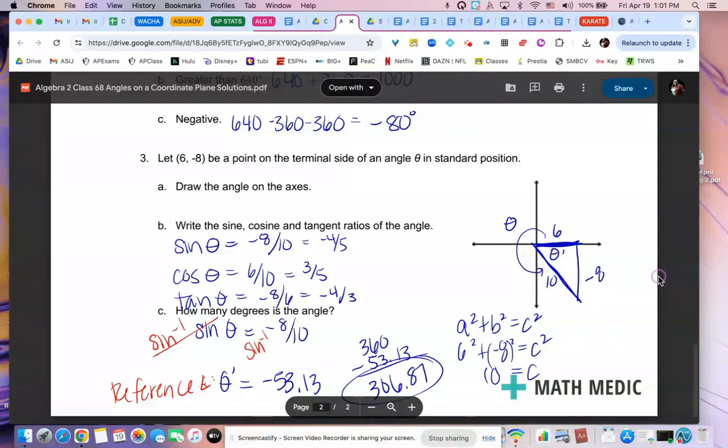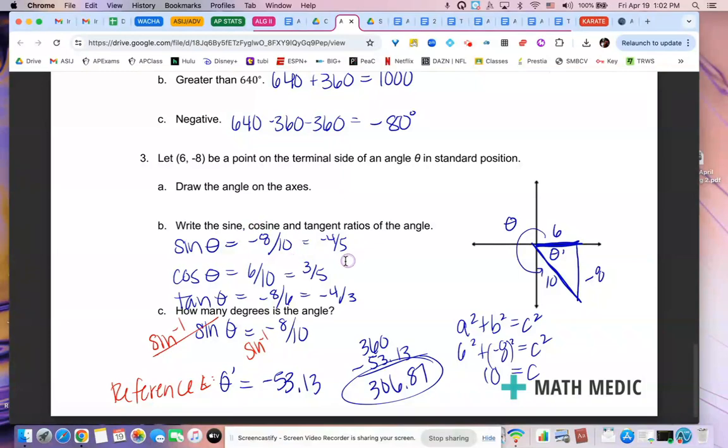How did I know it was 10? That's just the Pythagorean theorem. 6, 8, 10, that's a Pythagorean triple, like 3, 4, 5 and multiples of that. Those are all Pythagorean triples. So negative 8 divided by 10 is the sine ratio, and we can simplify that down to negative 4/5, which you should do if you can.